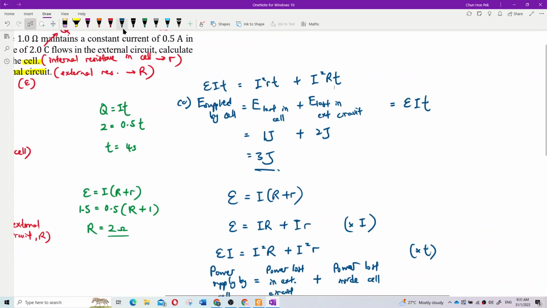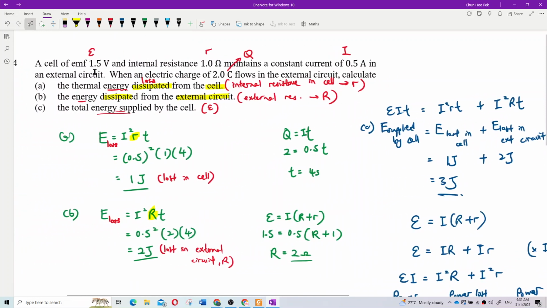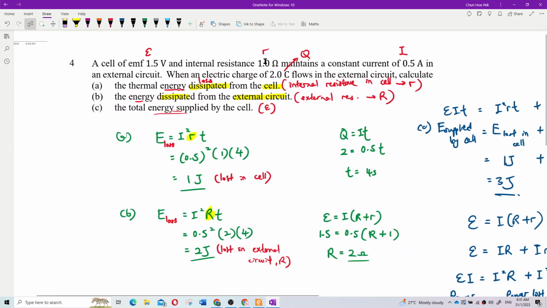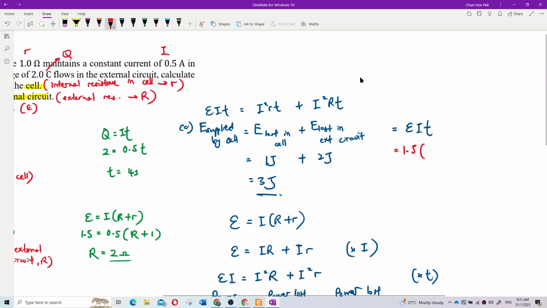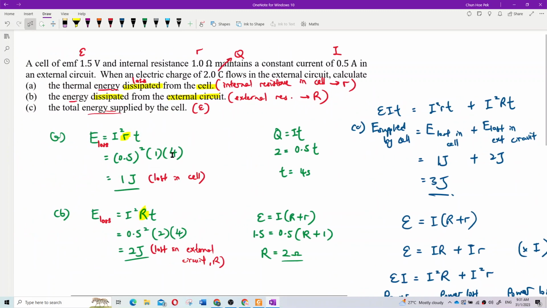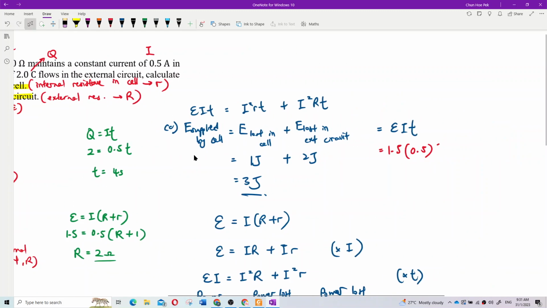So the EMF is 1.5 volt. And then the current is 0.5. What's the time taken? Time taken is 4 seconds. Okay, 4 seconds. What's the answer, class? Three joule, sir. Yeah, 3 joule. You see that? I told you.